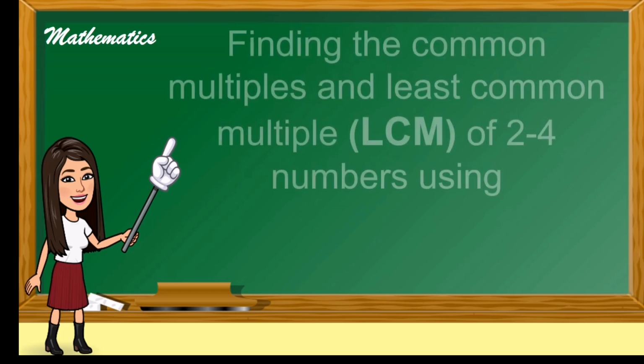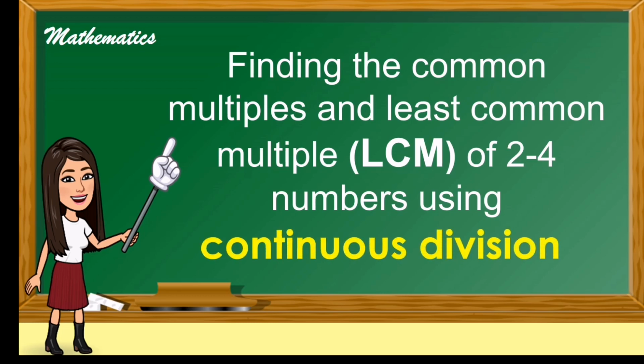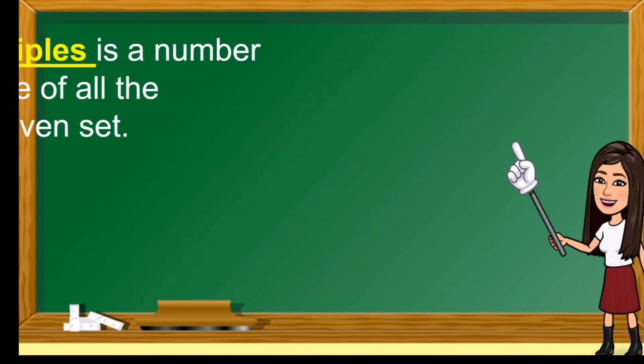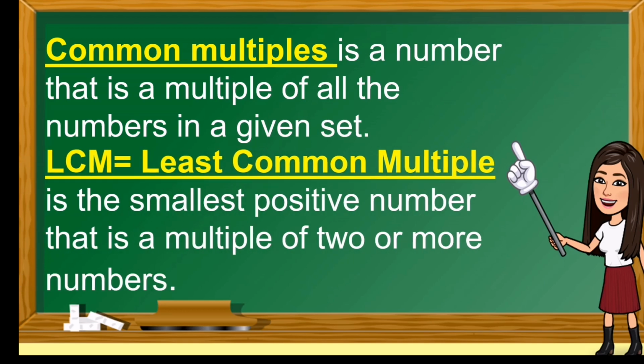Our lesson today is about finding the common multiples and least common multiple, or LCM, of 2 to 4 numbers using continuous division. Let us define these terms. Common multiples is a number that is a multiple of all the numbers in a given set. LCM, or least common multiple, is the smallest positive number that is a multiple of 2 or more numbers.